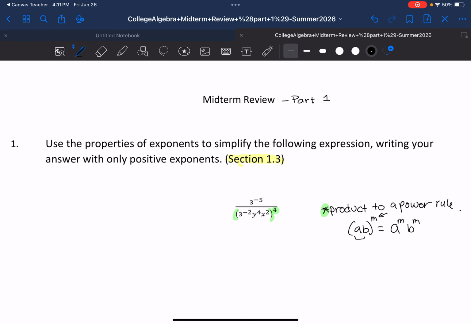Okay, so to use that first rule, I'm going to copy down the numerator just as is, 3 to the negative 5th power, over. Then the first factor in that product is 3 to the negative 2 power. So 3 to the negative 2 power will get the exponent of 4. Y to the 4th power will get the exponent of 4. And x squared will get the exponent of 4. So I give everything in that product that exponent.